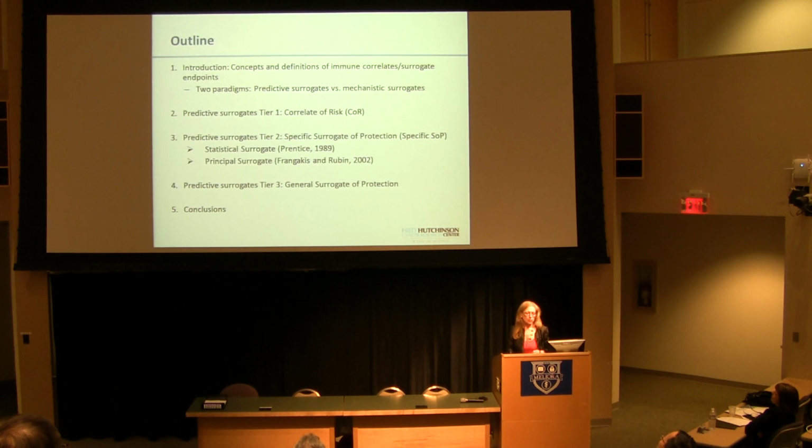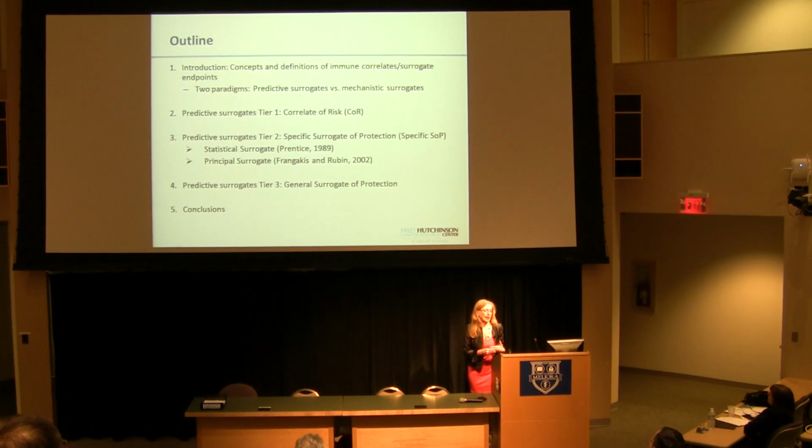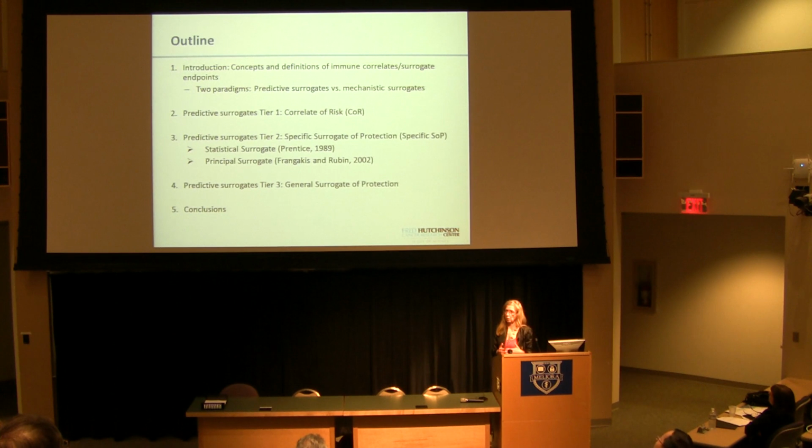This is an outline of the talk. I'm going to start out briefly on concepts and definitions of immune correlates and surrogate endpoints, and introduce two different paradigms, the predictive and the mechanistic. A lot of what we've been talking about in this meeting has been the mechanistic and causative version of surrogates. My focus is going to be on the predictive approach. It's a different approach that some of you may or may not have heard of, but I hope it'll be food for thought. So we'll talk first about Tier 1 correlates of risk, then Tier 2, specific surrogates of protection, and my focus will be hopefully to convey what the difference between a statistical and a principal surrogate is, and then briefly about Tier 3, general surrogates of protection, and briefly conclusions.